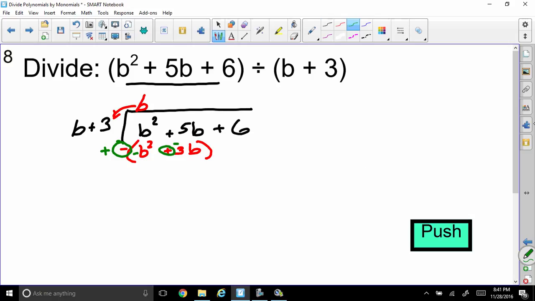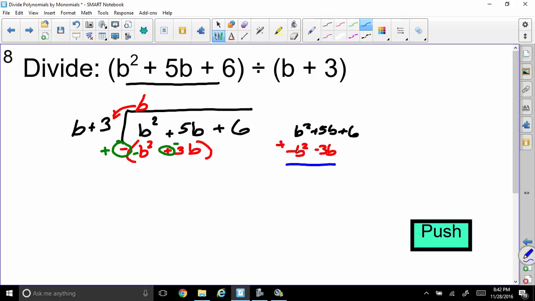So I'm going to write over here on the side what we have inside our little division. So we have b squared plus 5b plus 6. Underneath, I have my new problem, an addition problem. Plus, the b squared, because I changed it to its opposite, is now negative b squared. And I changed the plus 3b to its opposite, negative 3b. So let me write negative 3b. And now I'm going to add them up.